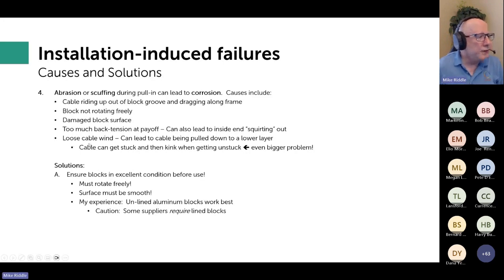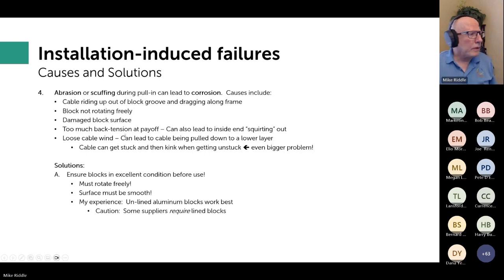A loose wind is also really bad because loose packaging can cause the cable to get sucked down from the outer layer into a lower layer. And then if that happens, first of all, there's a lot of abrasion that's going to be going on. But if it really jams up and the pull is continuing, then it will suddenly release. And in the process of that, you can get a kink in the cable. And so that's a big problem when that happens.